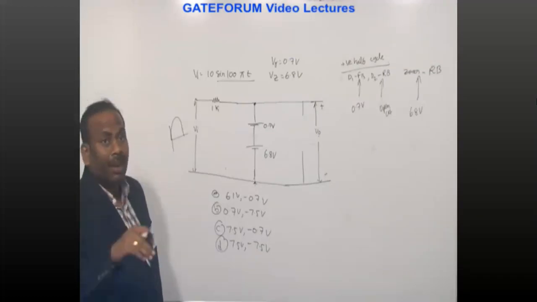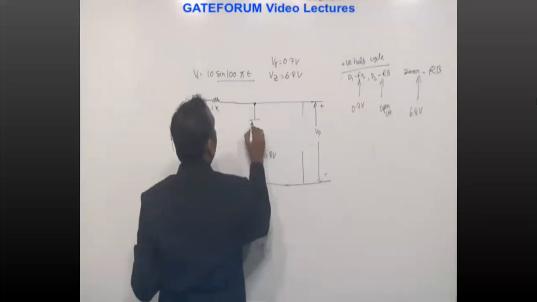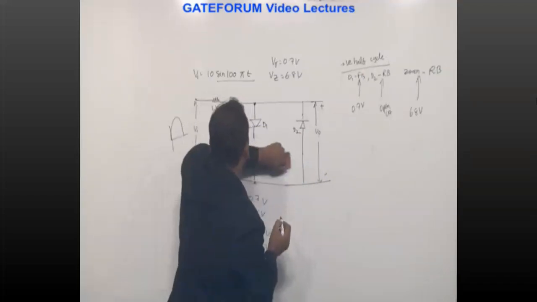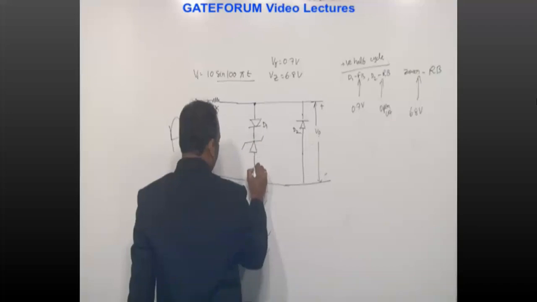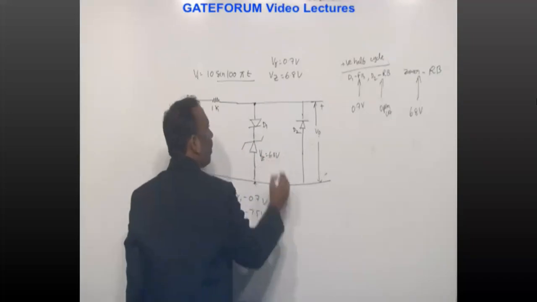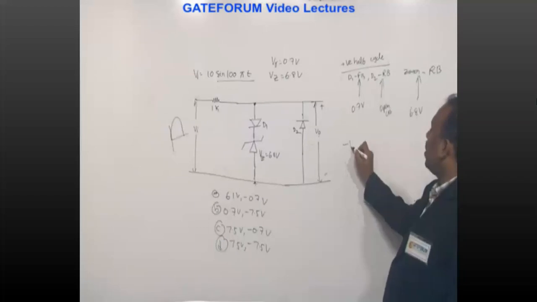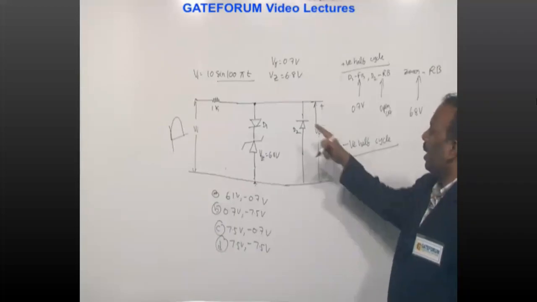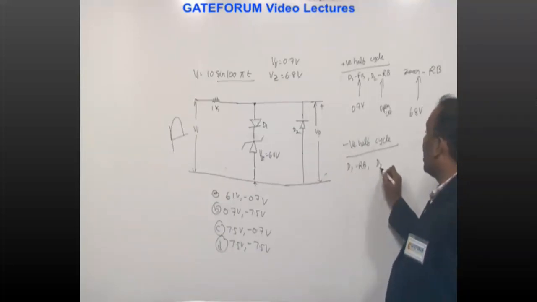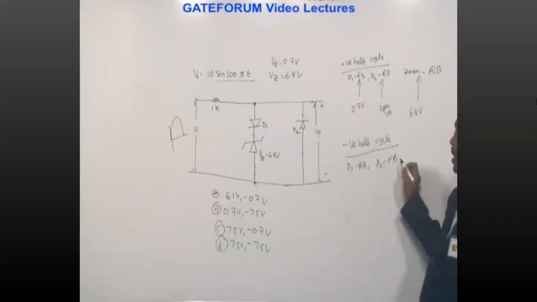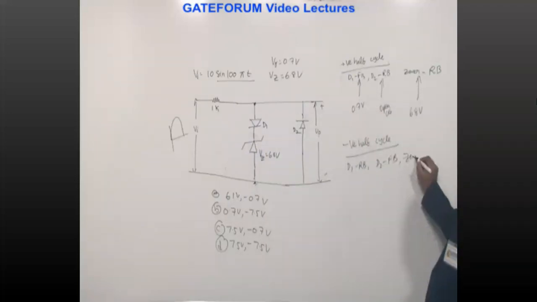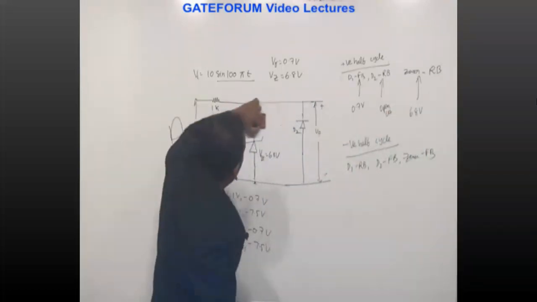We have seen only the positive half cycle. Now we'll come to the negative half cycle. This one is like this: diode D1, diode D2, VZ equals 6.8 volts. During the negative half cycle, what is going to happen? Diode D1 is reverse biased, D2 is forward biased. For the Zener diode, here will be higher potential and here lower potential, therefore the Zener diode is forward biased.